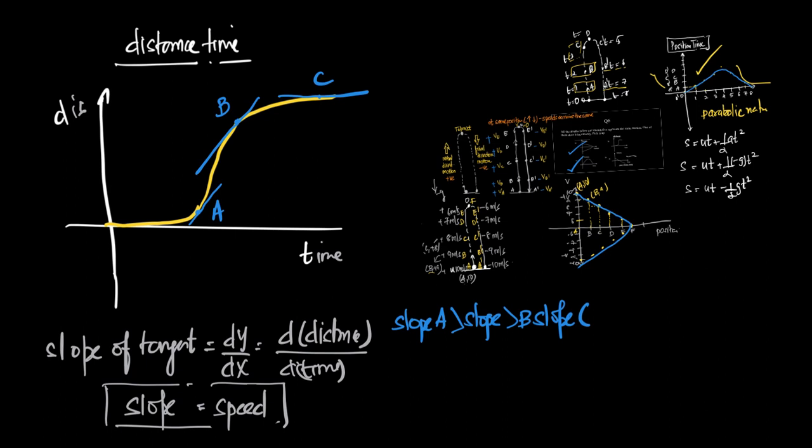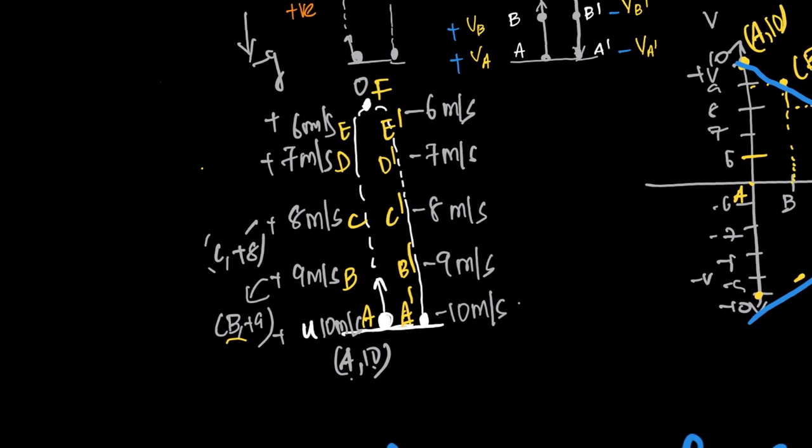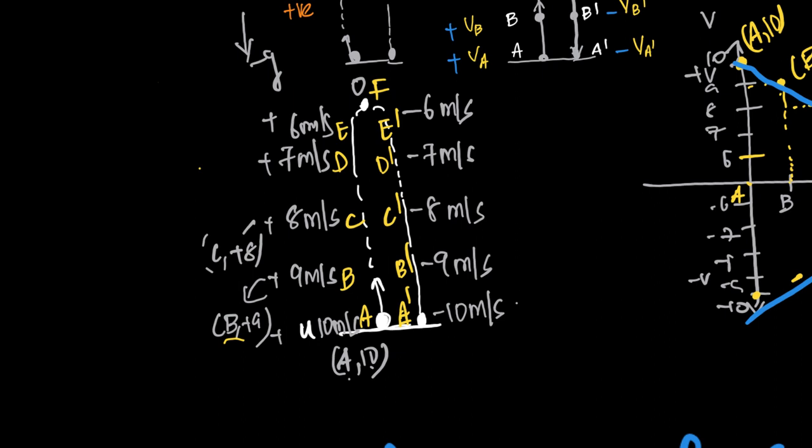Now, when slope at A is greater, what is slope? Slope is speed, which means speed at A is greater than speed at B is greater than speed at C. Which means the graph is trying to give an impression that as time increases, speed also increases, right? But let us now have a look at the speed time relationship here. See, here what you can see is as time increases, speed actually decreases first: 10, 9, 8, 7, 6. And then as time increases, the speed increases further.